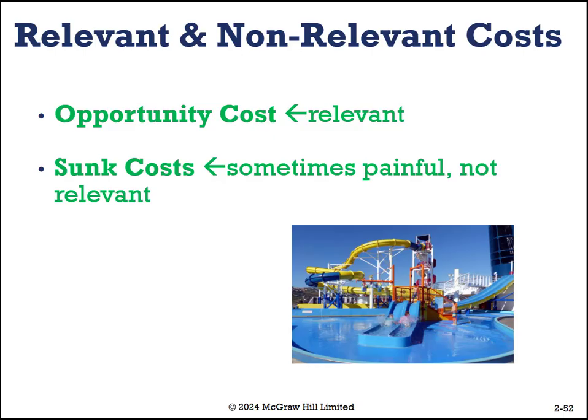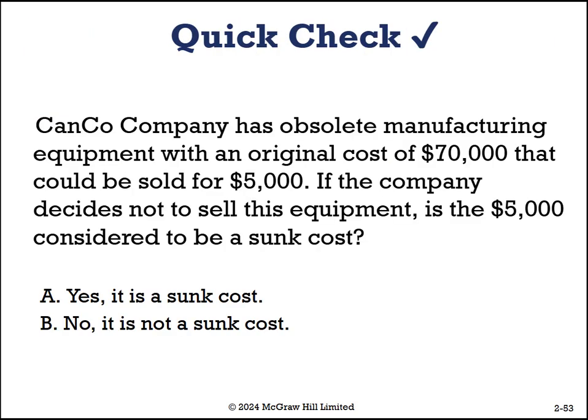Okay, let's look at a quick check. Canco Company has obsolete manufacturing equipment with an original cost of $70,000 that could be sold for $5,000. If the company decides not to sell this equipment, is the $5,000 considered to be a sunk cost? What do you think?